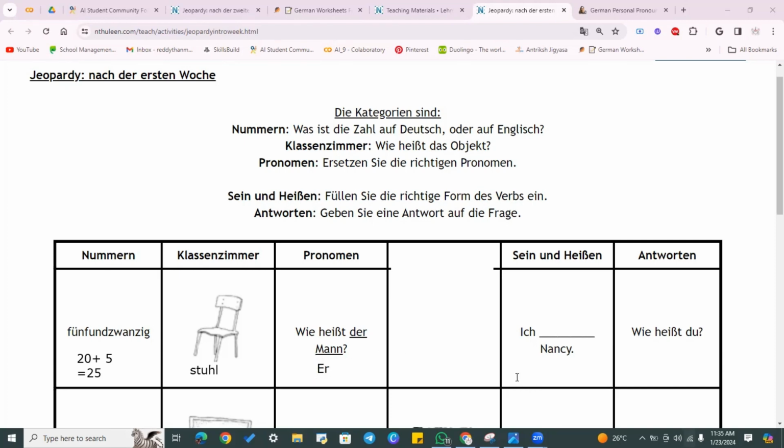Next, sein und heißen. Now fill it up with. Okay, here it can have double answers. It can either have ich heiße Nancy or ich bin Nancy, right? Exactly. Next, wie heißt du? Now we have to give the answer in a full sentence. Wie heißt du? I'll say ich heiße Tanmay. Got it? Yes. Now let us proceed.